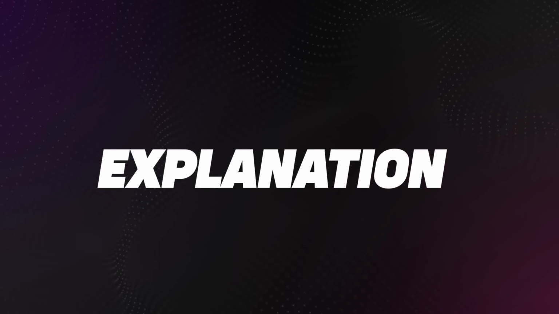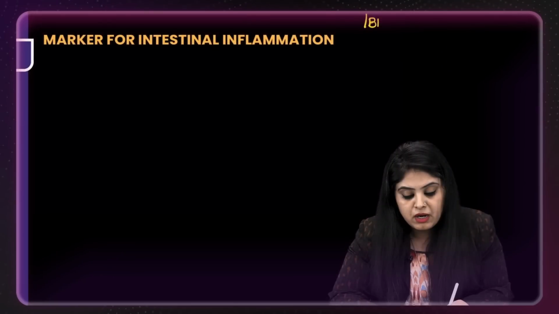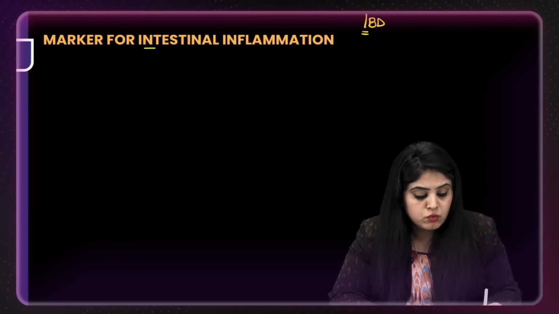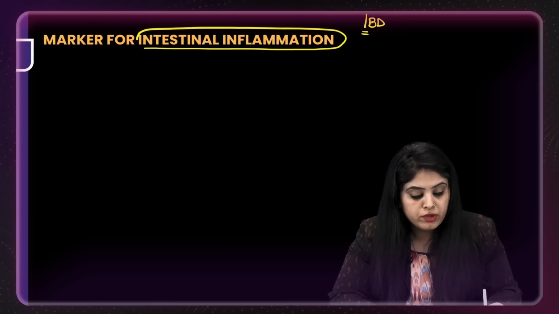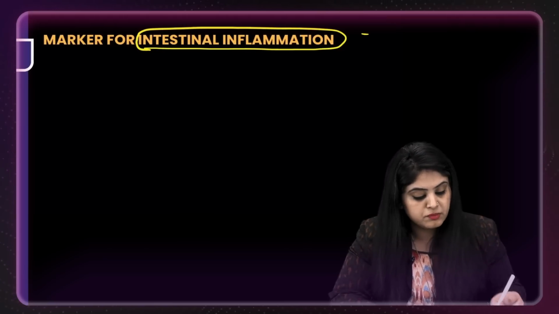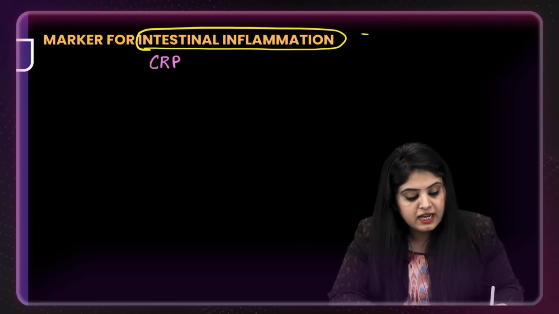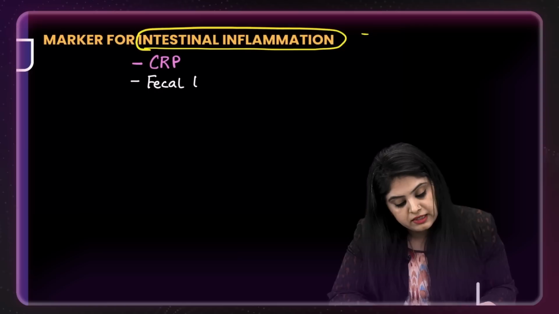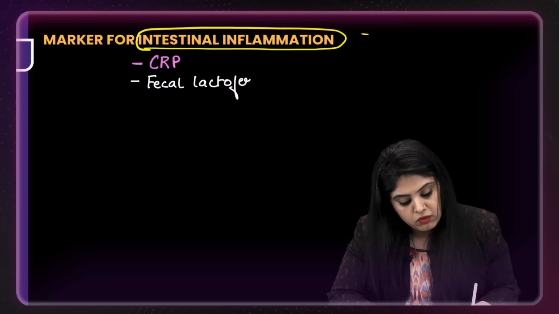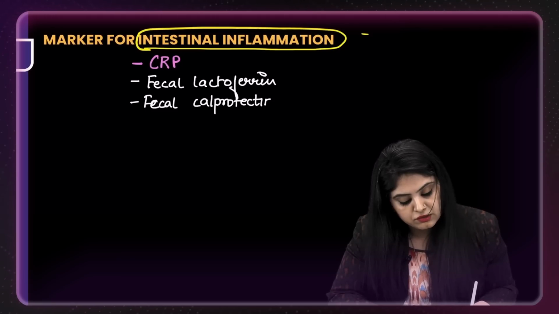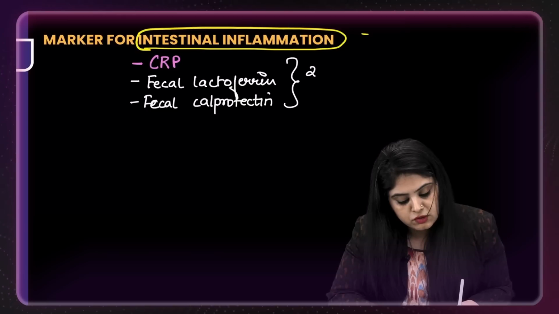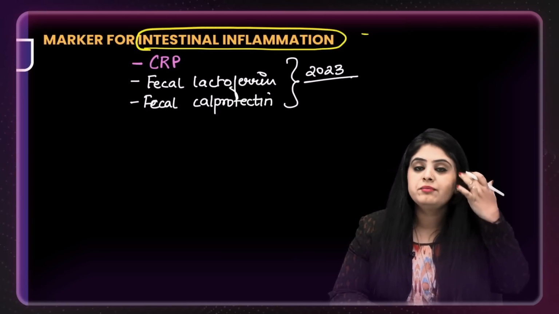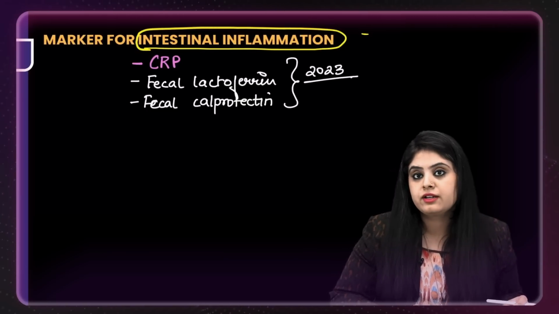Here's the explanation. Inflammatory bowel disease or any other inflammation, whenever you want to know whether inflammation is going on in the intestine, what are the new markers? Because till now, they used to say C-reactive protein is a very good marker. But remember, fecal lactoferrin is now coming across as a very good marker. For that matter, fecal calprotectin is also coming across as a very good marker. So these are the questions that have come in the recent 2023 FMG exams. You should be knowing calprotectin and lactoferrin.